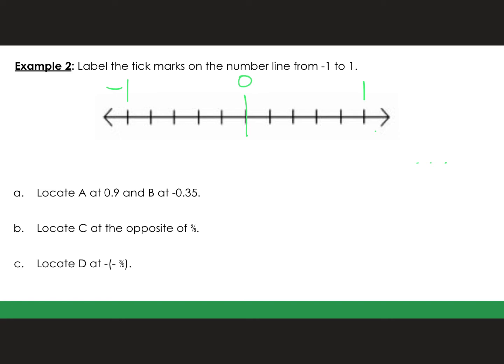So then my question is, what is each one of those tick marks going to be? So I'm going to have to take 1 and divide it by 5. I'm going to have to add a decimal. 5 goes into 10 2 times. Subtract, and it's 0. So that's 0.2.